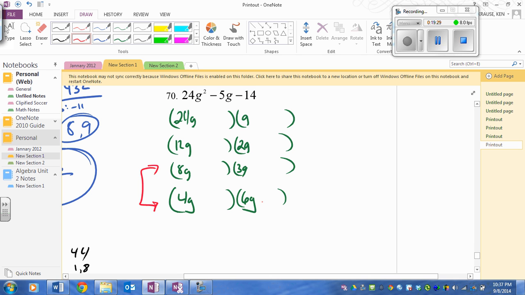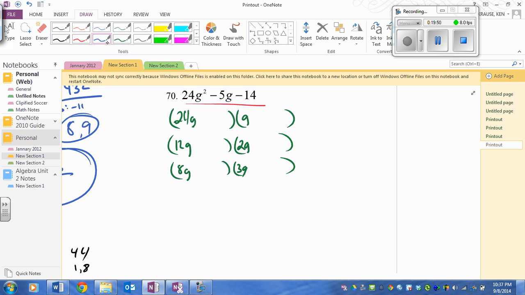14, 7 and 2. Well, I can't put the 2 there, and I can't put the 2 there. It can't be this one. It just can't be, because this doesn't have a GCF. So I'm not even going to try that one.